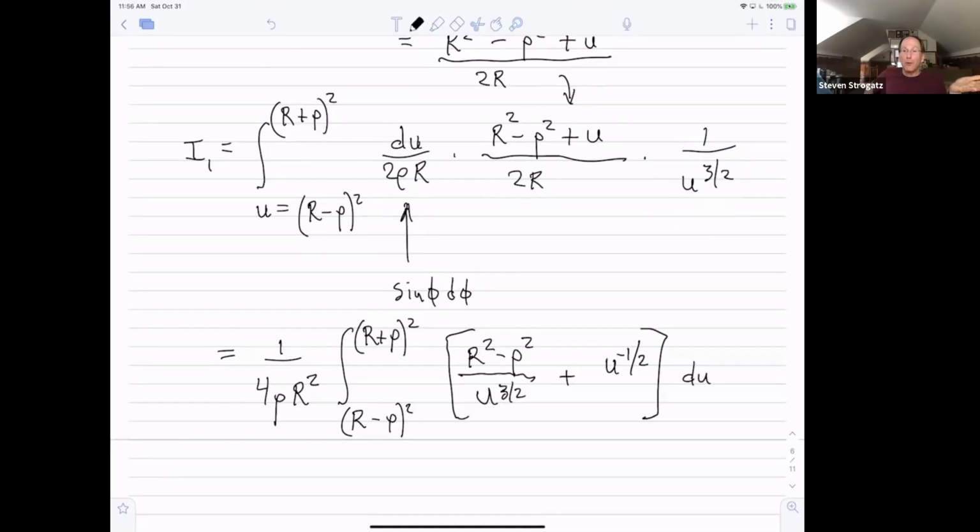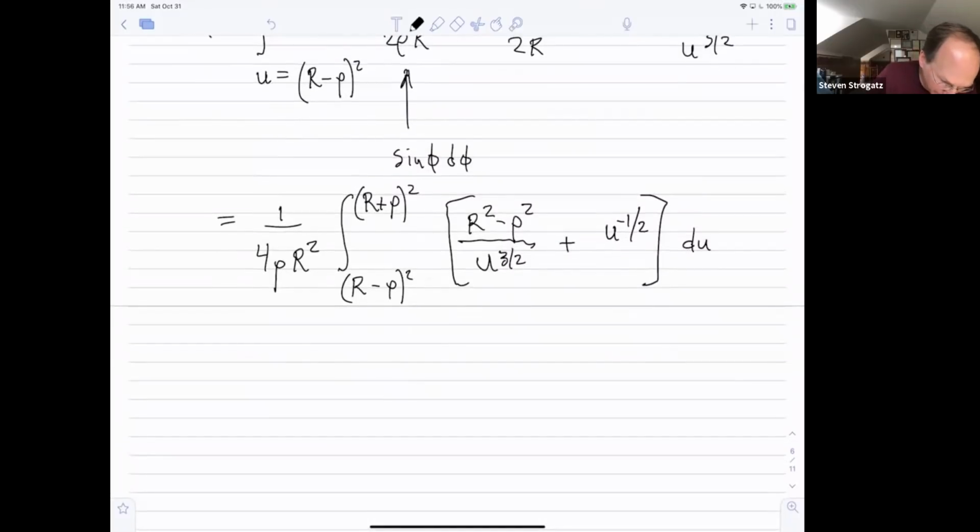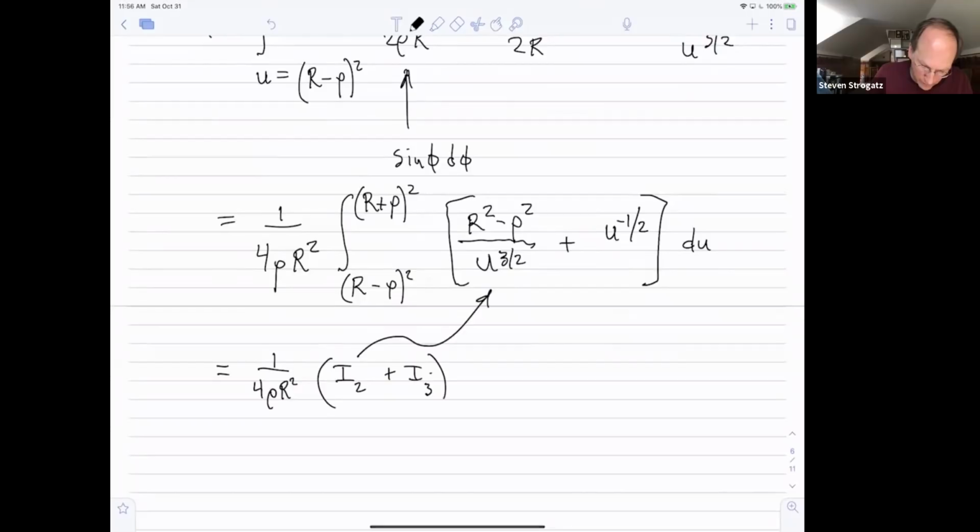Okay, I did that very slowly and ponderously, but hopefully it's easy enough to follow. Right, so I now have 2 integrals I have to do. I'm dealing with 1 over 4 rho r squared times the integral, and I'll say this is a sum of two integrals, I2 plus I3, where I2 will refer to doing this integral and I3 will refer to doing that one.